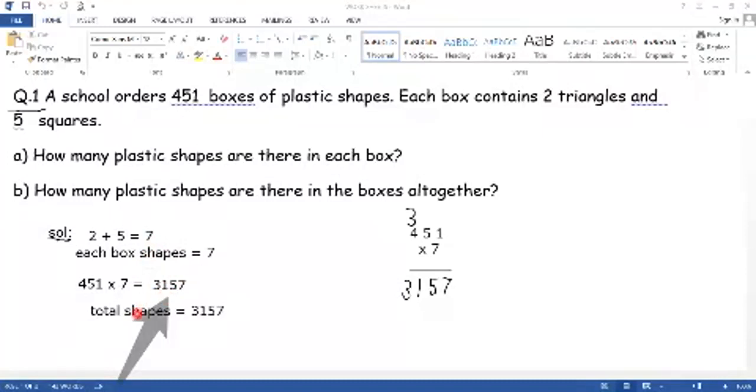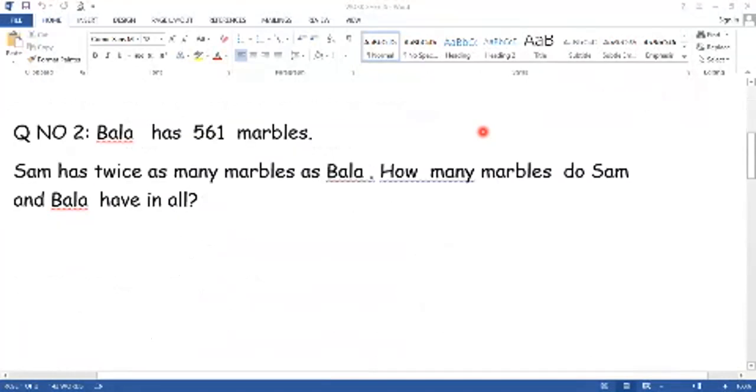So I'm going to change my screen. I will not be able to show you the work. I'm going to move on to the second word problem. On the same worksheet, we have a second word problem. Look at the word problem carefully. It's time to read it.